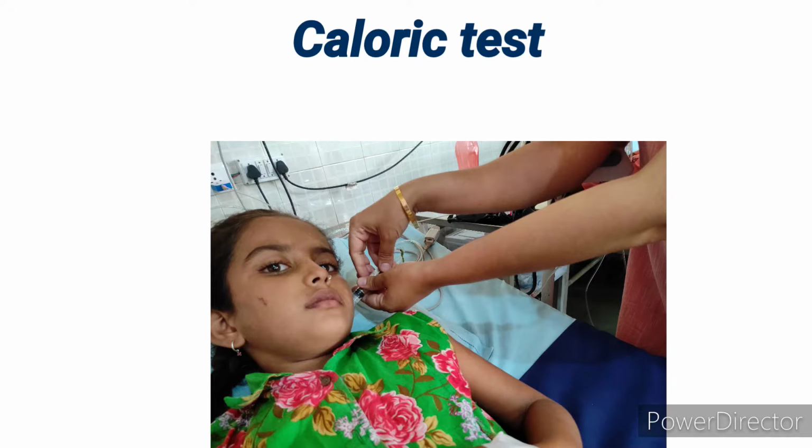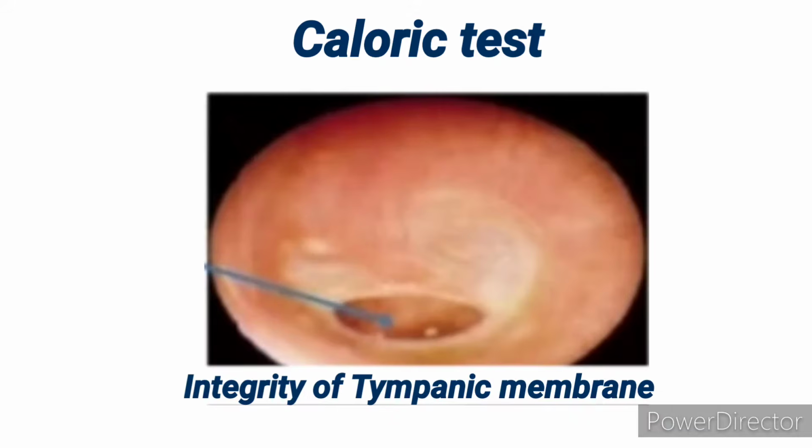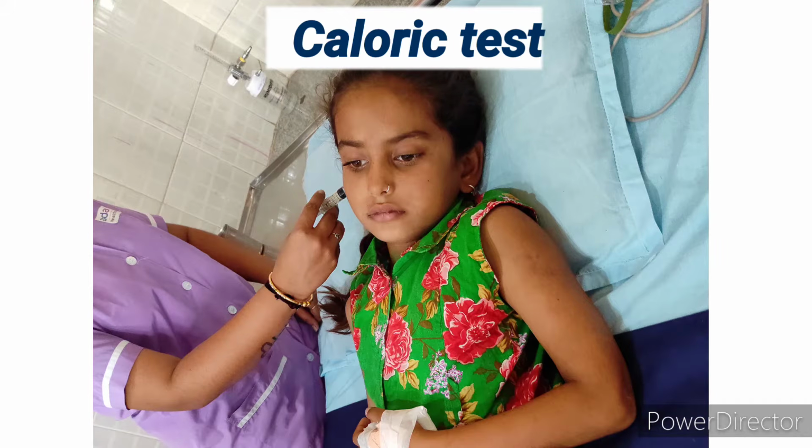Then we can perform the Caloric test. Practically in the exam, we don't perform this test. Please, you should remember how to perform it. In this, first we check the integrity of the tympanic membrane. If it is intact and unobstructed, then we elevate the head of the patient up to 30 degrees.